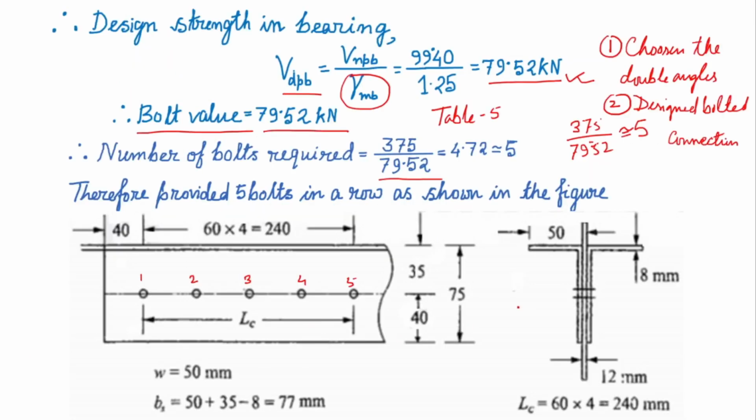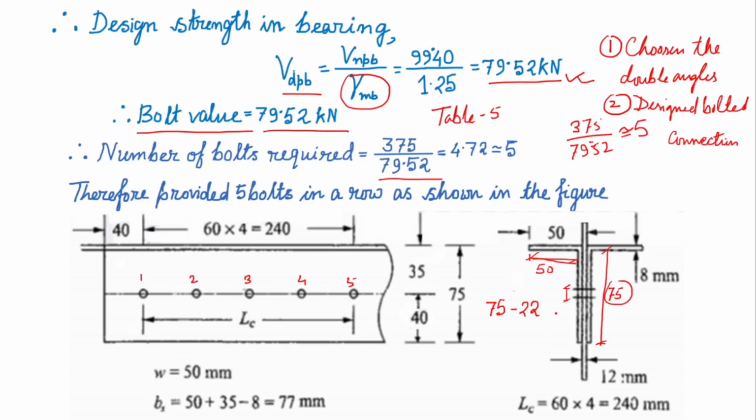If you see the figure here, this dimension is 50 of the angle and this dimension is 75. That means the connected leg for the angle is 75. So for the net cross sectional area of the connected leg, first of all, you have to calculate the effective length of the leg which is connected. The length of the connected leg is 75 minus the size of the bolt hole, which will be 22.